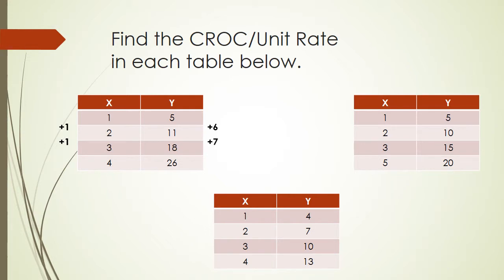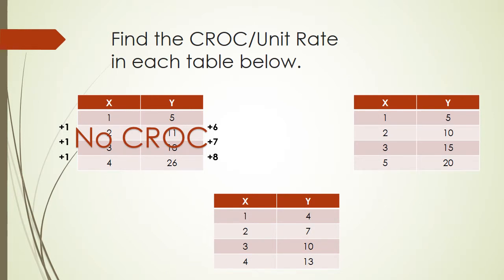That's enough right there for us to say that there's not a constant rate of change. One time I went up by 6, one time I went up by 7. If I continue the pattern, I'll go up by 8. So since that increase in the y value is not constant, this does not have a CROC or a unit rate. Let's take a look at the top right.